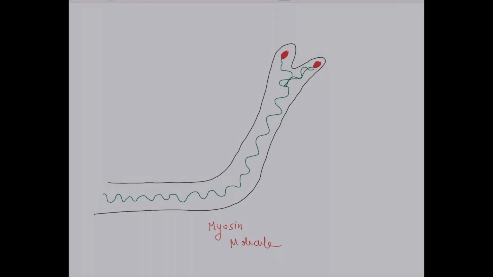Myosin molecule. Each myosin head, which I have kept in red color, has two binding sites. So two here and two here. One binding site is for the actin molecule and the other binding site is for ATP. Same here. One for actin, one for ATP.